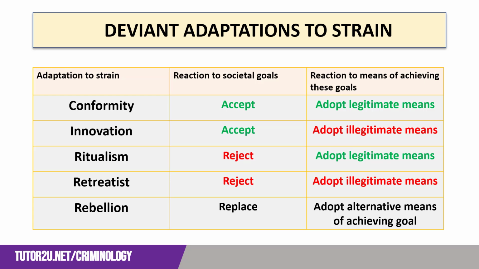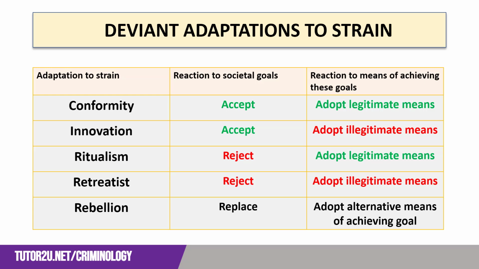A third adaptation is ritualism. This is where individuals reject the American dream as they are aware they are unlikely to achieve this, but settle down into a pattern of ritualistic behaviours that conform to the legitimate means of society. This is common for people in middle age who have settled for a simpler life of working and enjoying themselves within their means.